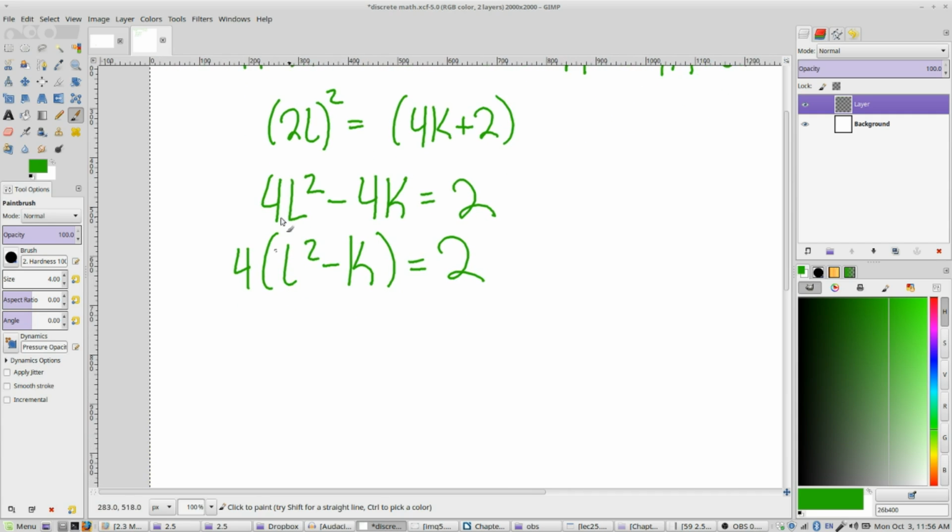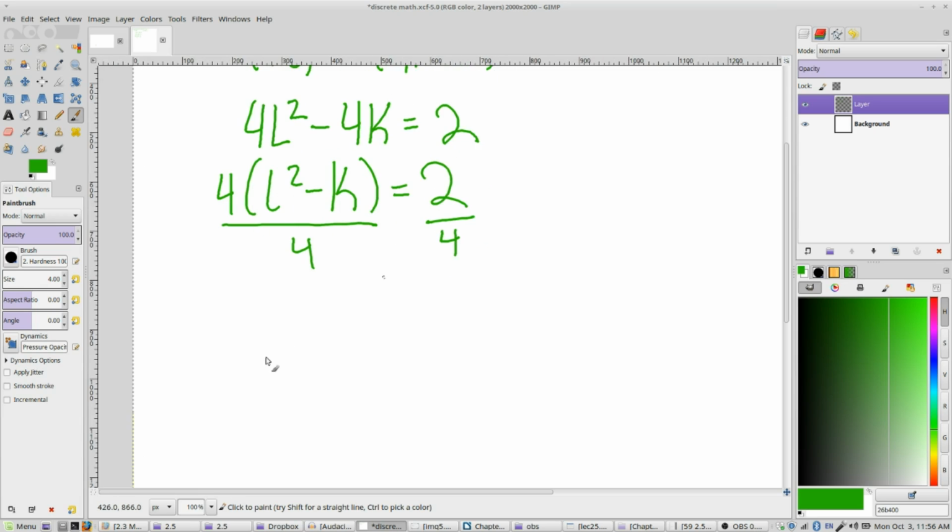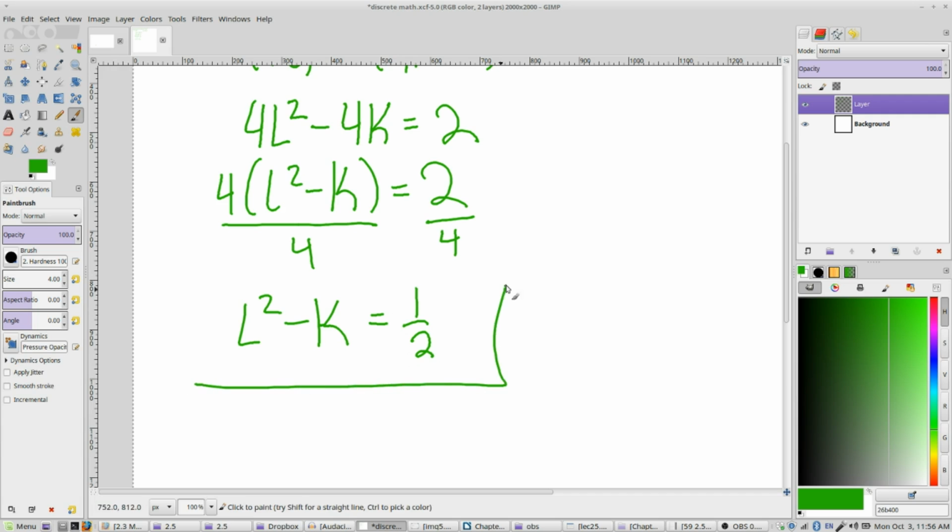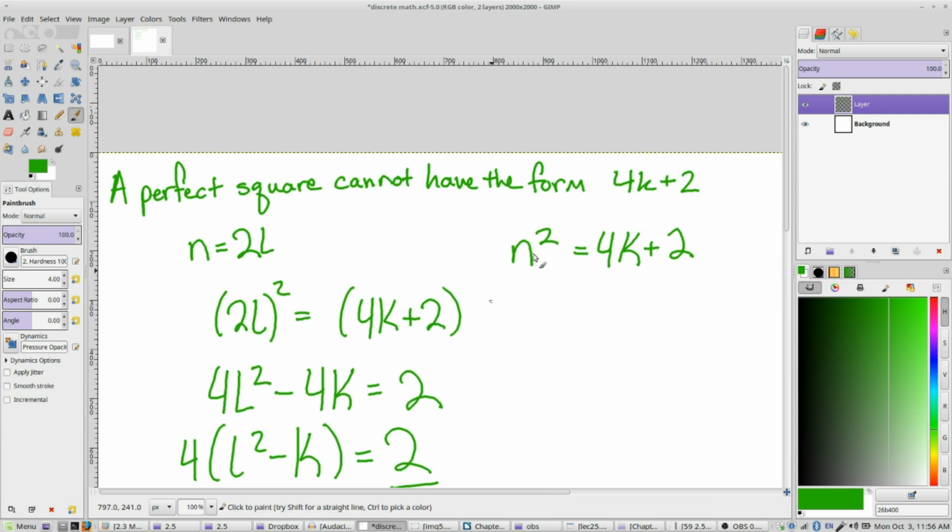And again, we're going to do our division by 4 and get the same sort of thing out where it's not an integer that results. So l squared minus k is equal to 1/2. Remember, this is an integer. An integer squared is still an integer. This is an integer, so an integer minus an integer should also be an integer, but it's not here. So this is how we prove that we cannot have this form for a perfect square.